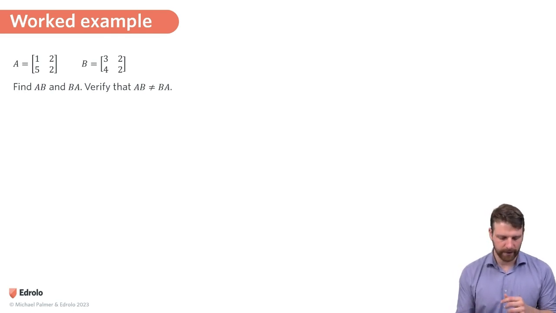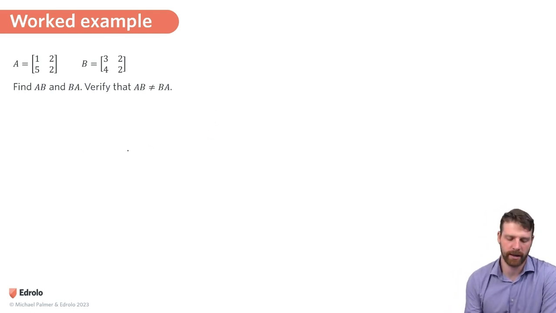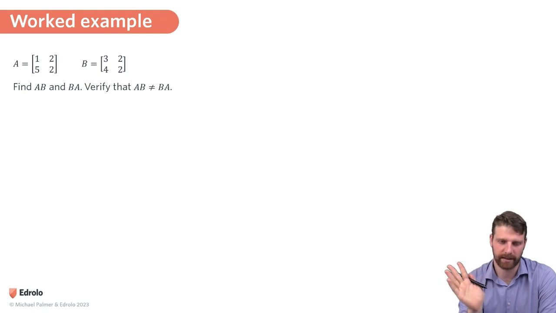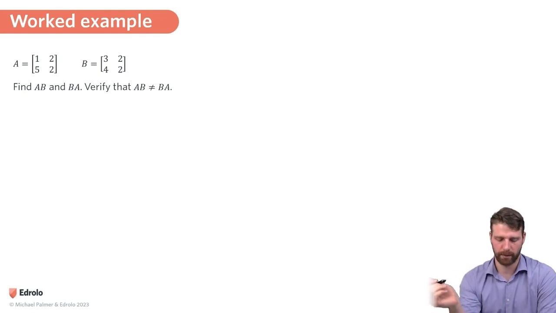So, okay, let's do it. I've got to work out AB and BA, and they're both 2 by 2 matrices, so I can see they can be multiplied, and they're going to give me a 2 by 2 matrix. So I'm not going to do that order step. I'm just going to jump in and work out AB and BA.